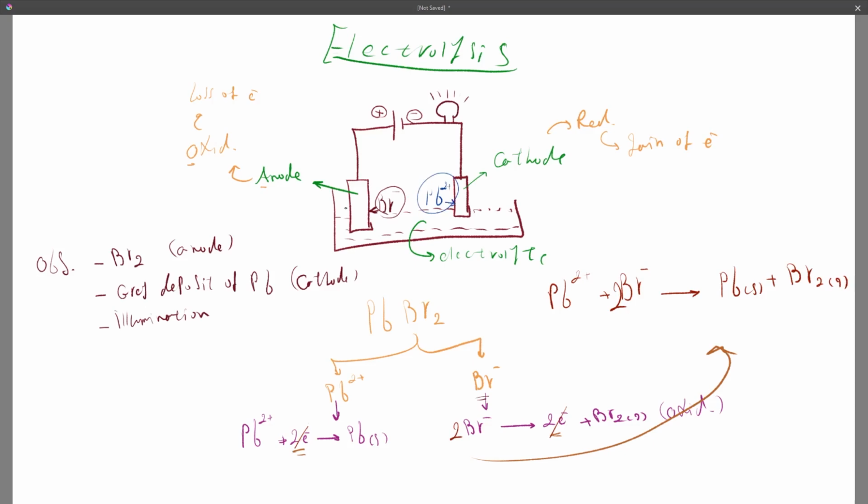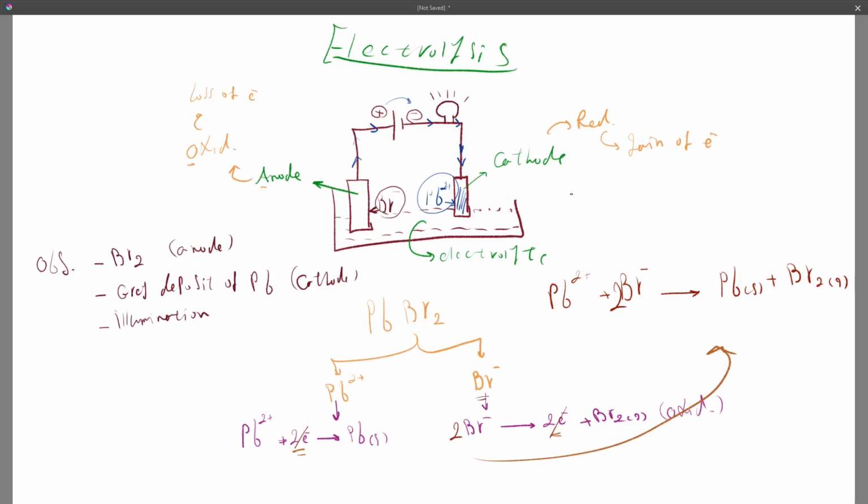Okay. At the anode, there's an oxidation reaction, meaning that the bromide ions will lose their electrons and turn into reddish brown gas of bromine. These electrons will start flowing like that from the positive pole to the negative pole of the battery and enter the cathode, where they will be gained by the lead ions and turn into solid lead, right? Which will eventually fall over the cathode, right? So these are the reactions happening at both the cathode and the anode.